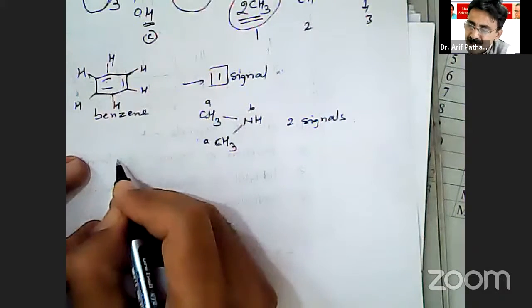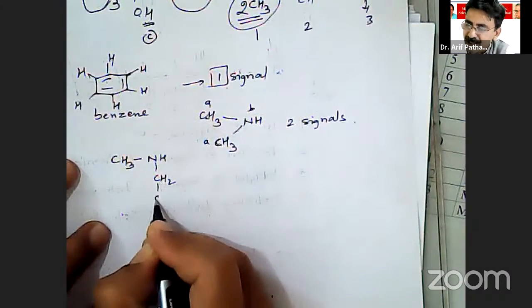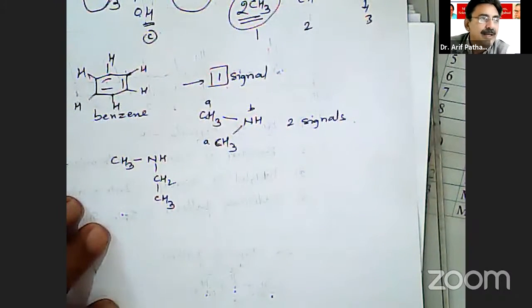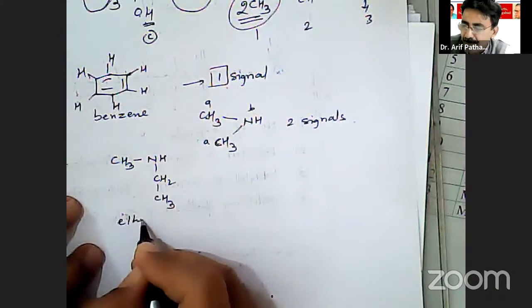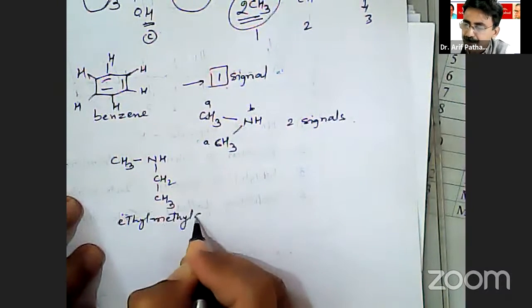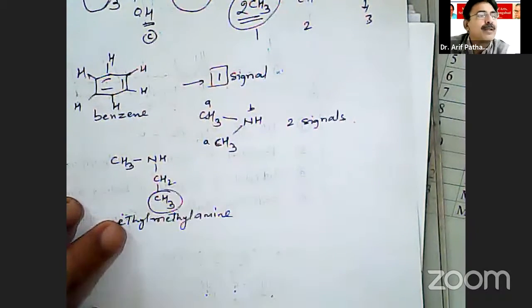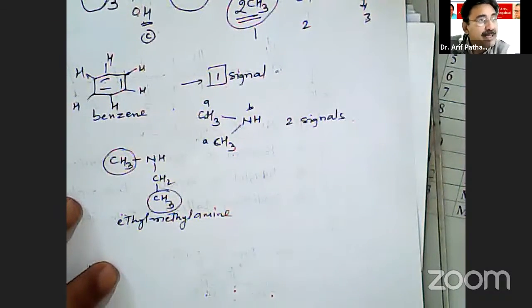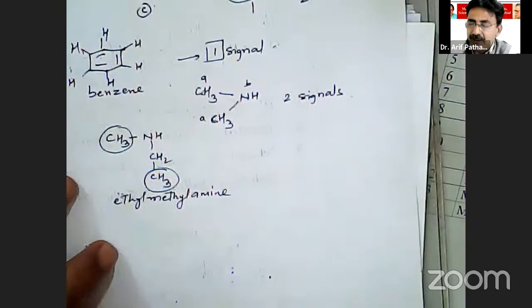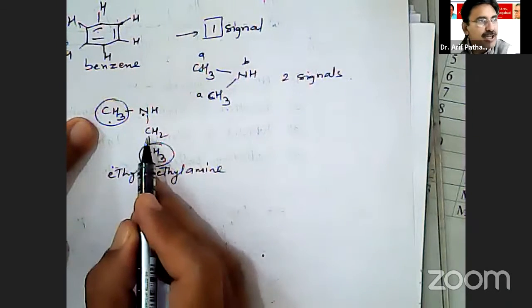What about this? CH3, single bond, NH, single bond, CH2, single bond, CH3. Ethyl methylamine. This CH3 and this CH3, both are CH3. Are they equivalent? Are they the same? The answer is no. Why no? Because this CH3 is attached to nitrogen and this CH3 is attached to CH2.